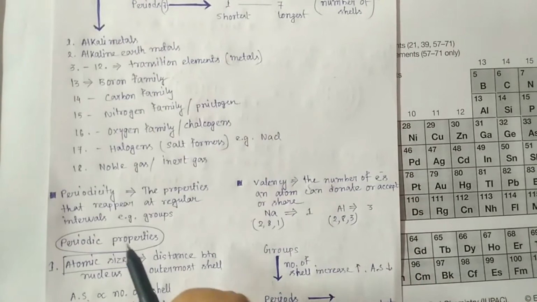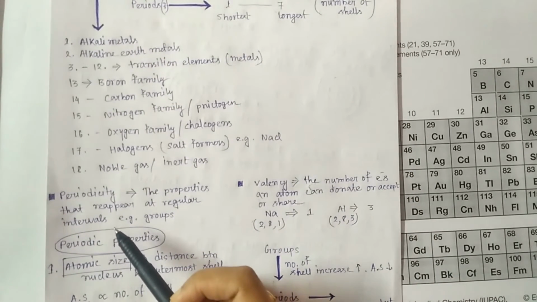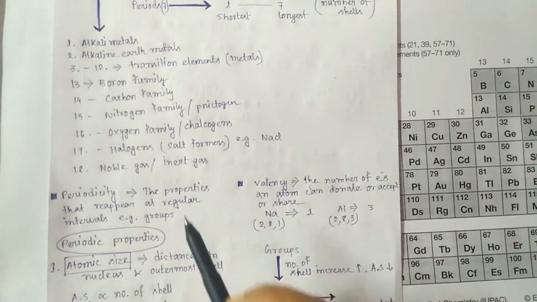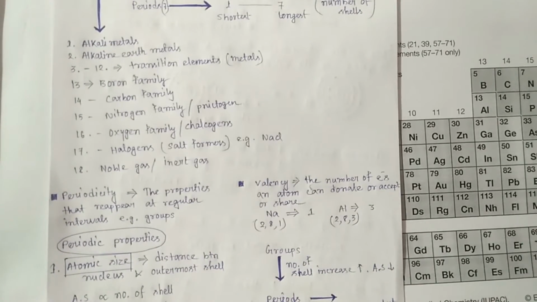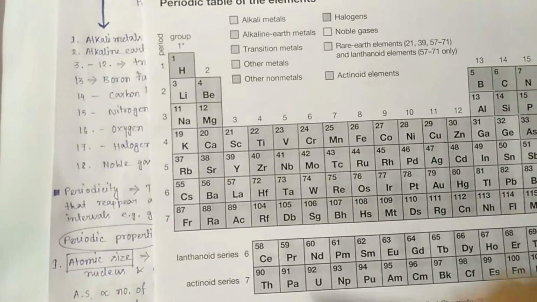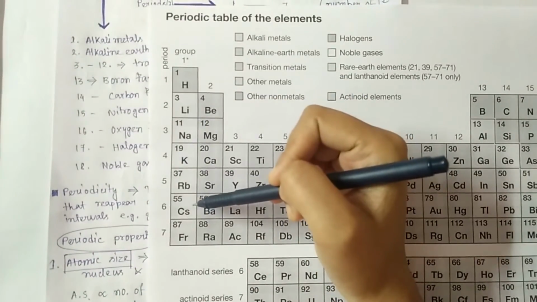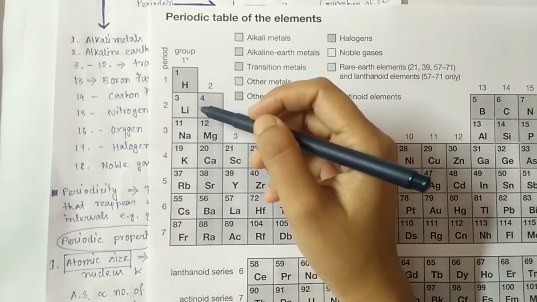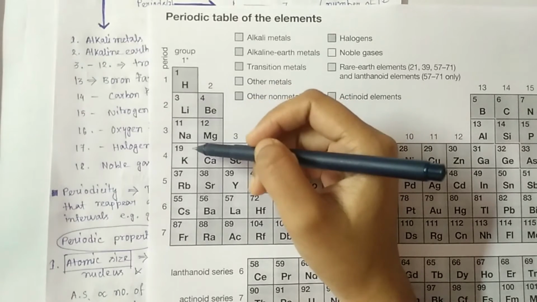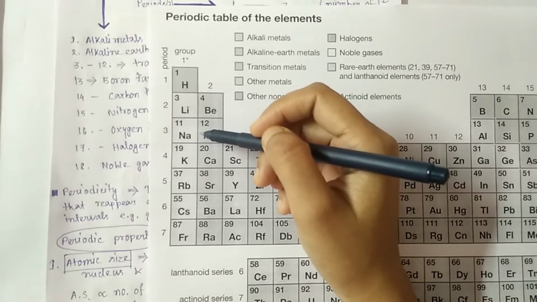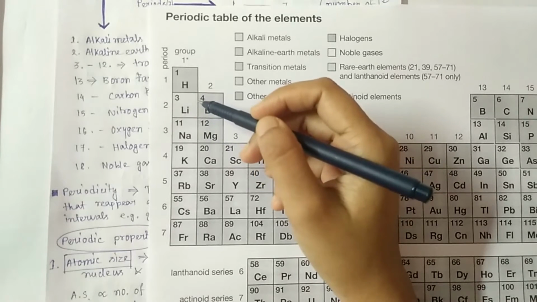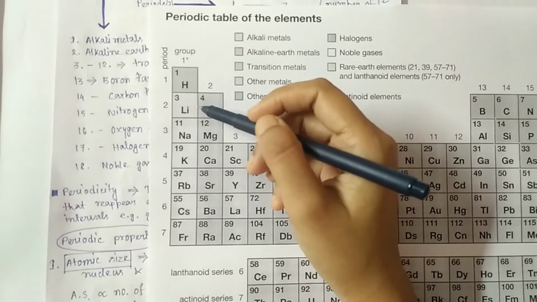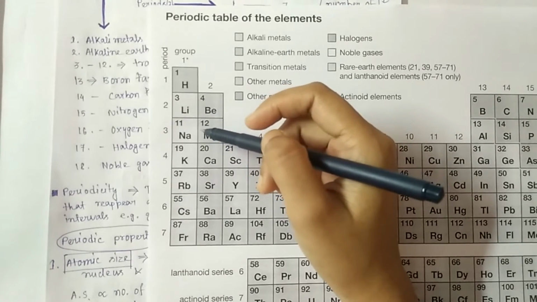Next, let's move on to our next definition, periodicity. Periodicity is the properties that reappear at regular intervals. I previously told you that if we go down a group, each element has the same number of electrons in its outermost shell. And when we want to define the chemical properties of a compound, the outer electrons in the outermost shell play the most important part. That is why this is very important while defining the chemical properties of any compound.